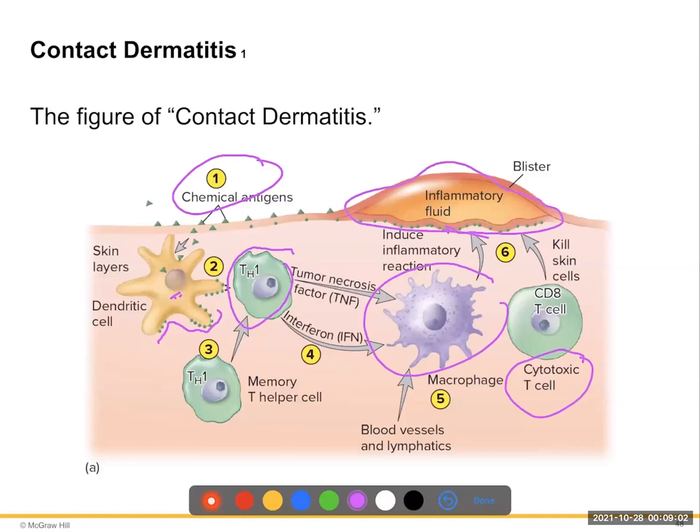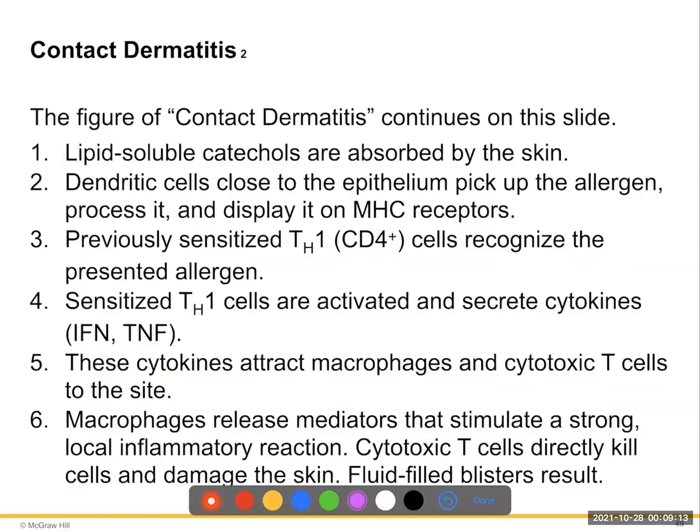Then the reaction with the T cells, they come in and start to cause destruction of the skin cells if it's on the skin surface. Okay, so that was contact dermatitis.